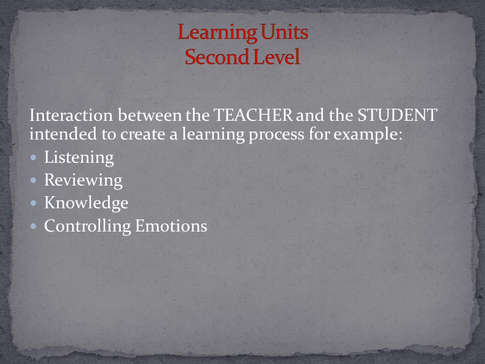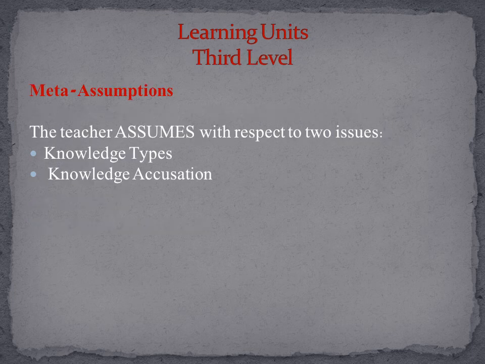The second level are the processes. Interactions between the teacher and the students intended to create learning processes such as listening, reviewing, knowledge, and controlling emotions. The third level are meta-assumptions of the teacher. The teacher assumes with respect to 2 issues: knowledge types and knowledge acquisition.